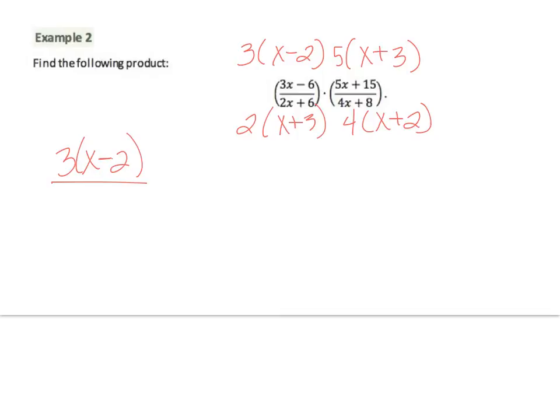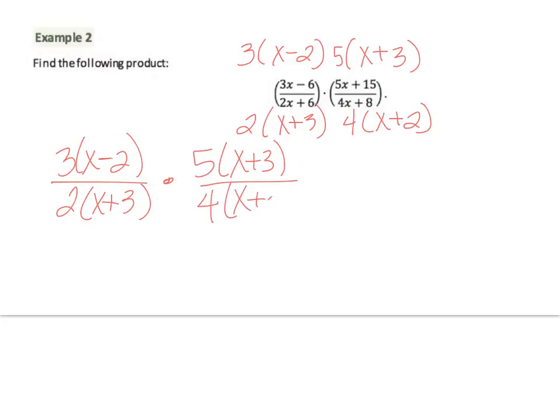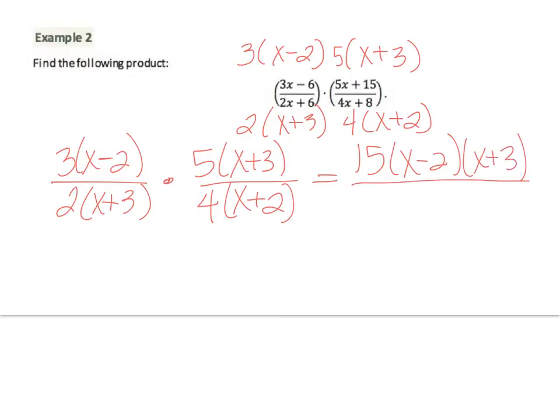I'm going to rewrite those. If you look at my homework as you're doing your problem set, you'll see I generally write above and below the numerators when I'm factoring, but it can sometimes be hard to read. So I'll go ahead and write it out again for you guys. Okay, I'm going to multiply the coefficients. I've got 15 times x minus 2 times x plus 3 over 8 times x plus 3 times x plus 2.